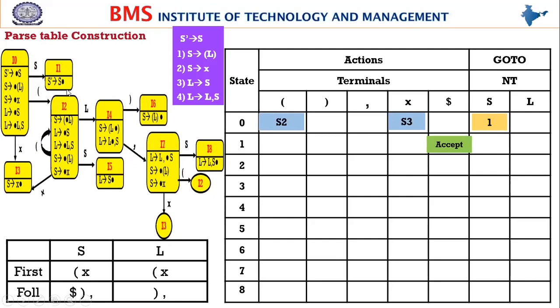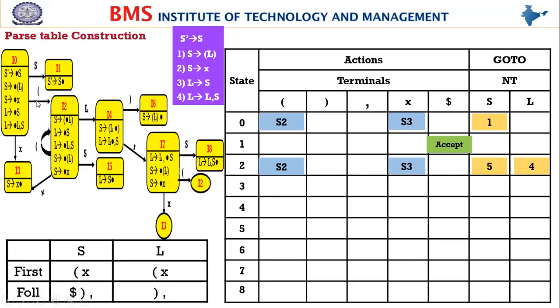Next, state 2 is having 1, 2, 3 outgoing lines. Three outgoing lines. One is on L, which is a go to. So from state 2 on L, we are going to state 4. And the next one is on S, which is also a go to. We are going to 5. And we have two shift actions here. One is on opening parenthesis back to state I2, and one is on X, which is from 2 to 3. So on opening parenthesis, we are shifting and going to 2, and on X, we are going to state 3.